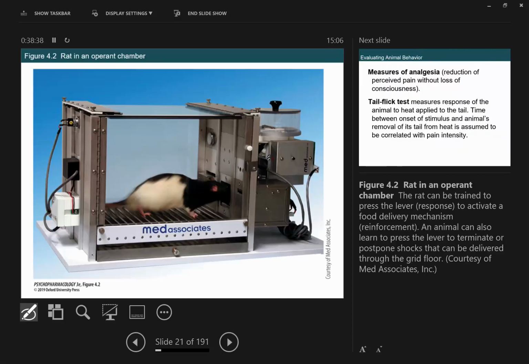Here's a rat sticking its nose into a pellet dispenser. You can see it's got a little lever over there. When that light comes on, for example, it presses the lever and it gets a treat. So now it knows every time the light comes on, press the lever, get a treat. You can make that light different colors even. Maybe it's red, maybe it's blue, green, whatever. You can do different things. All right.